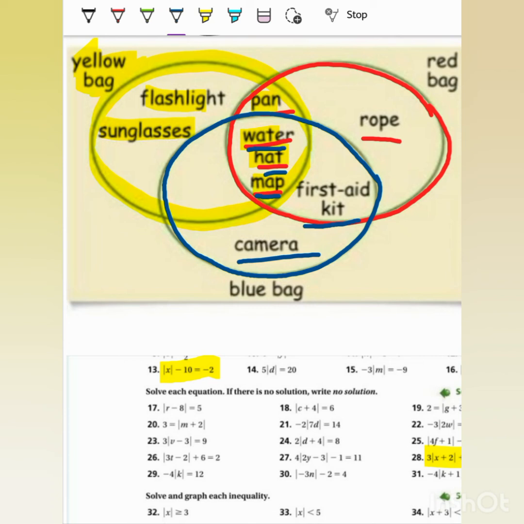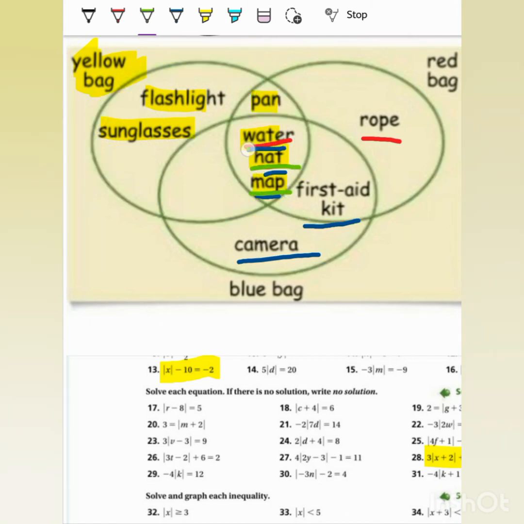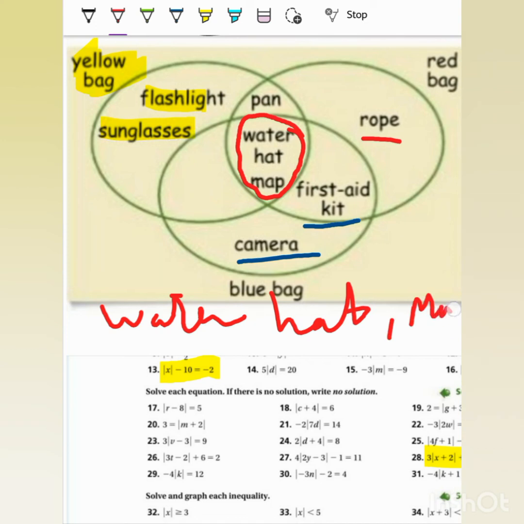There is something in common between circles. If I ask you what is common between yellow and red, you will answer: pan, water, hat, map. But if I ask you what is common between the three sets, you will take what is inside this area. It is the intersection of three circles, which are the red bag, yellow bag, and blue bag. So the common here is water, hat, and map. You write water, hat, and map. Okay, my dear student?